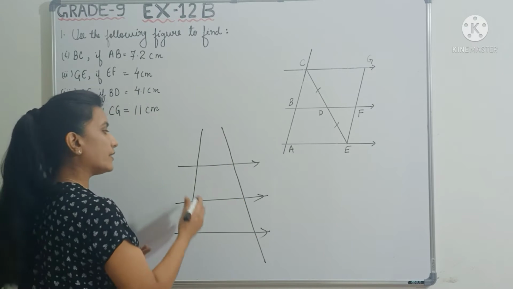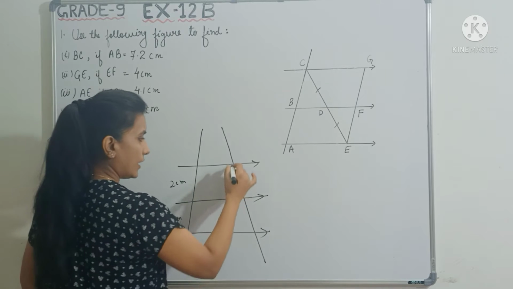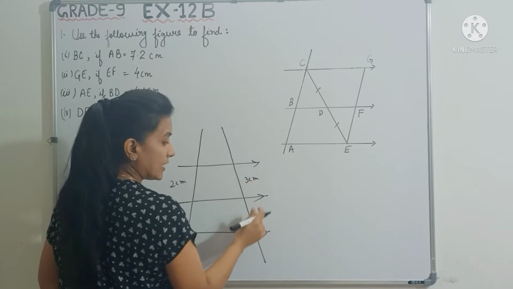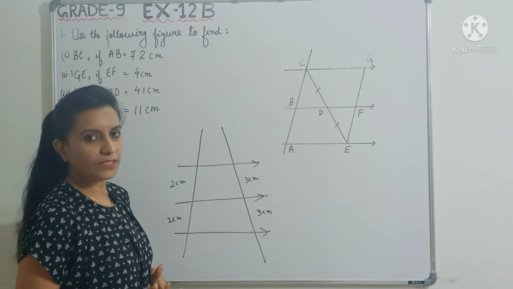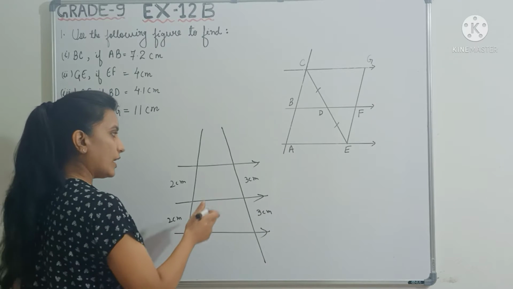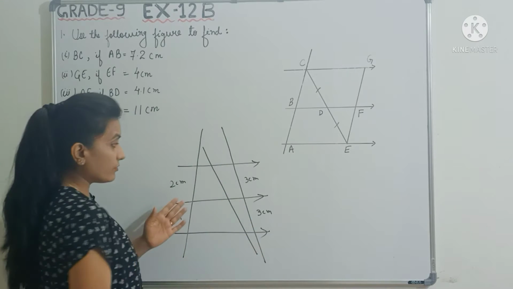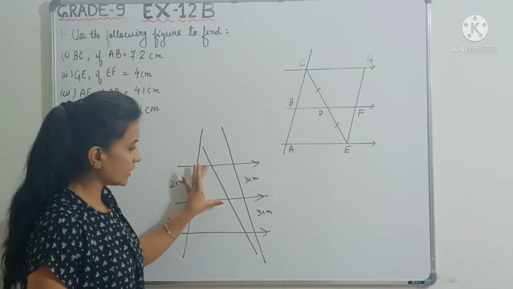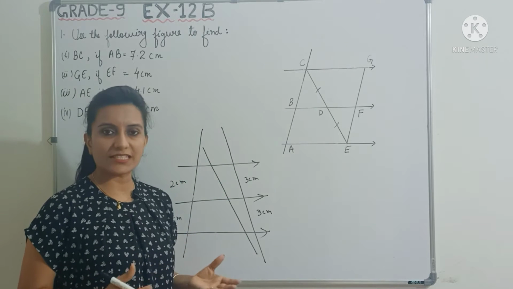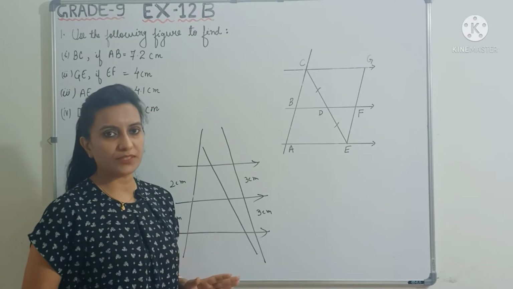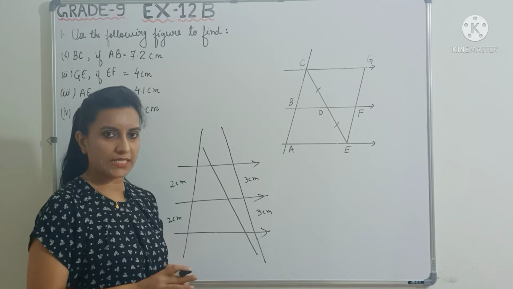So it means that if this is 2 centimeter and if this is 3 centimeter, then even this will be 3 centimeter. So this is all about the equal intercept theorem. If I draw another transversal, let's say if I draw one transversal like this, even this transversal will make equal intercepts on these three parallel lines, right? So that's it. This theorem is very simple. So we will be using this theorem in solving a few questions of exercise 12b.